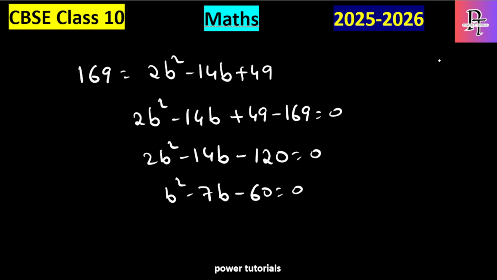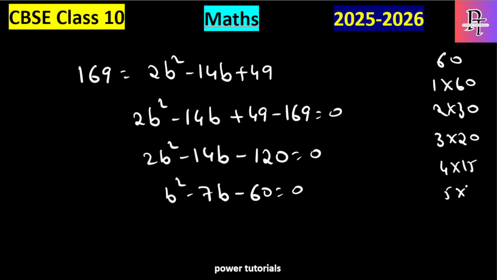Let's find the factors of 60 now. 1 into 60, 2 into 30, 3 into 20, 4 into 15, 5 into 12, then 6 into 10. So it is getting repeated. Let's see which combination can give me 7. Here I'll get 12 and 5, which is minus 12 plus 5.